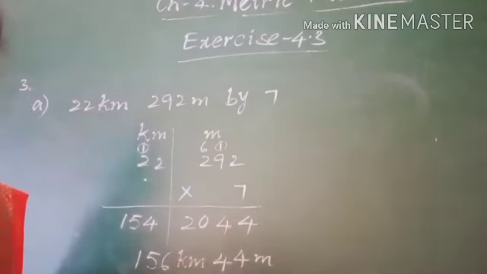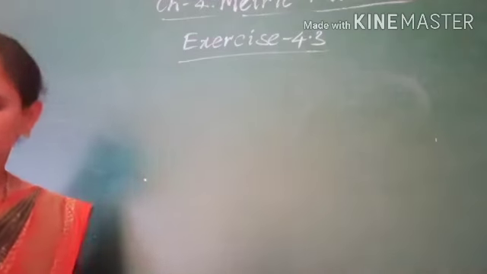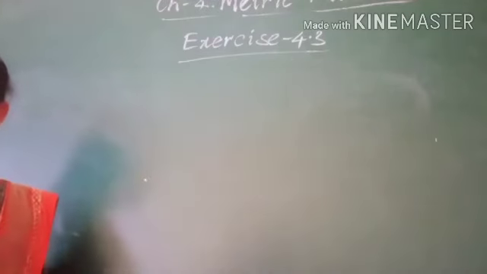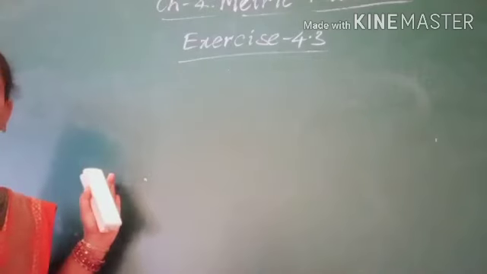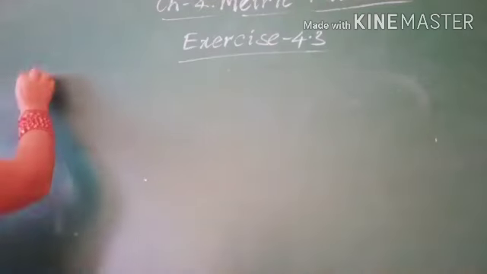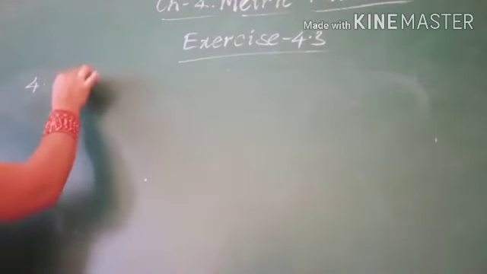Okay. Like that you have to complete the third Roman sums, as given in capacity and weight also, like we did in length multiplication, like that only. Next one is divide the following. Fourth one is divide.